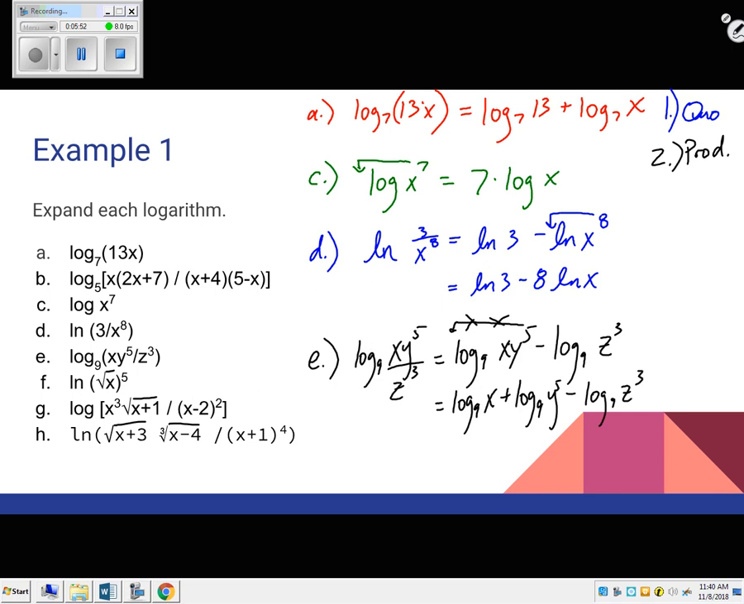Now, look at what's behind all these logs now. There's only a single variable, or if one of them was a number, a single number behind all of them. That's a good spot to be in, because then I'm ready for step 3. I want to do my power rule at the very end of all these problems. So anything that has an exponent, I'm going to drop it down in front of its log.